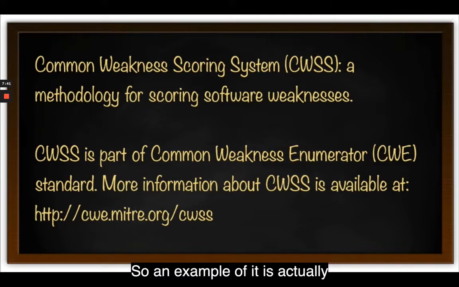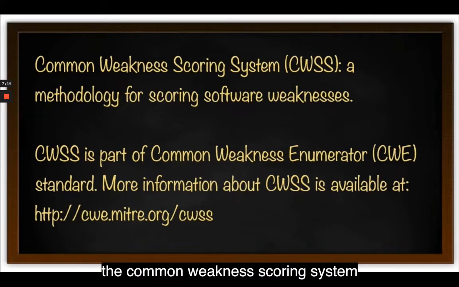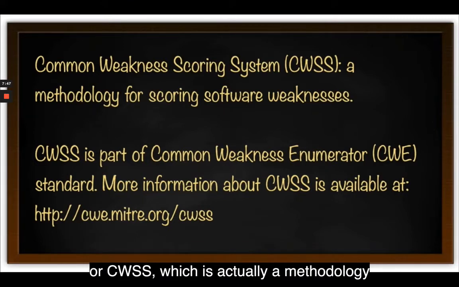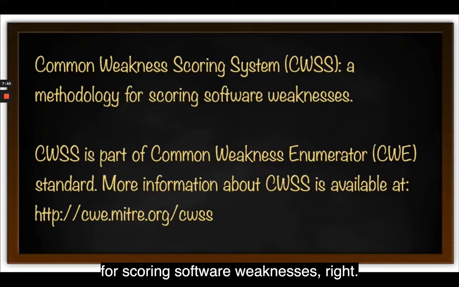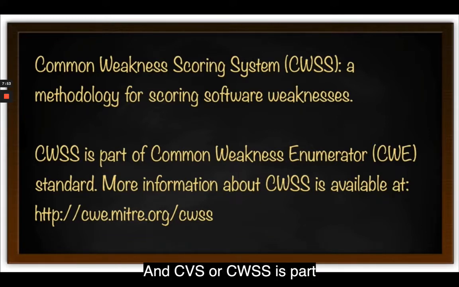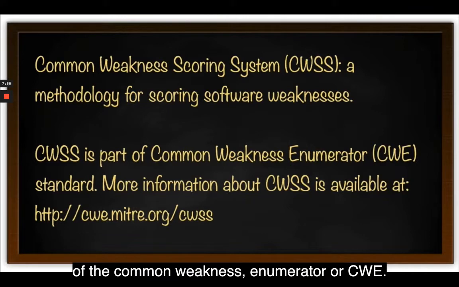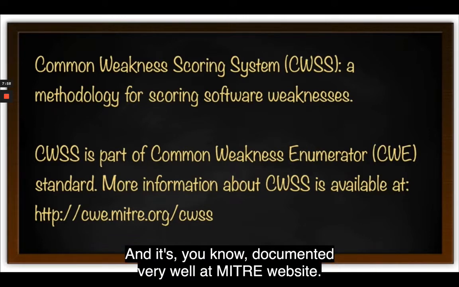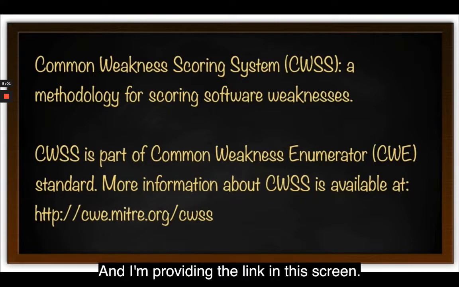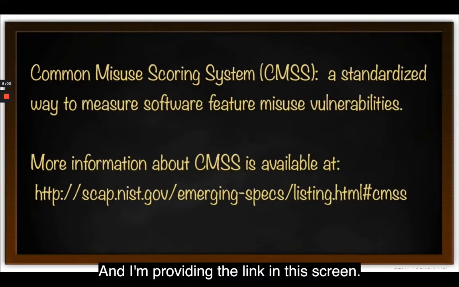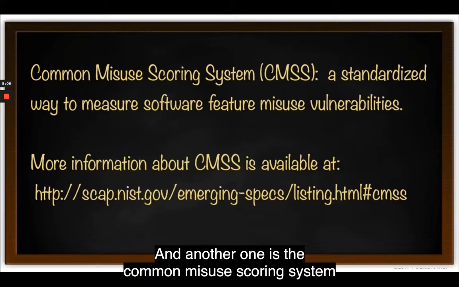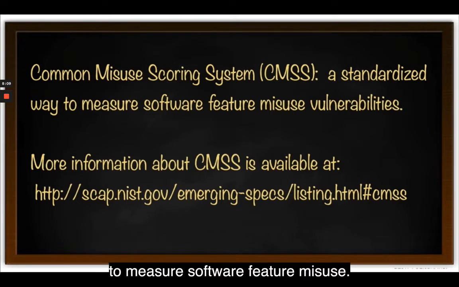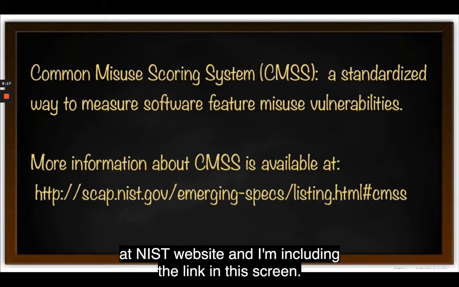So an example of it is actually the Common Weakness Scoring System, or CWSS, which is actually a methodology for scoring software weaknesses, right? And CWSS is part of the Common Weakness Enumerator, or CWE. And it's documented very well at MITRE's website, and I'm providing the link on the screen. And another one is the Common Misuse Scoring System, which is a standardized way to measure software feature misuse. And there's also a lot of documentation around this at the NIST website, and I'm including the link on this screen.